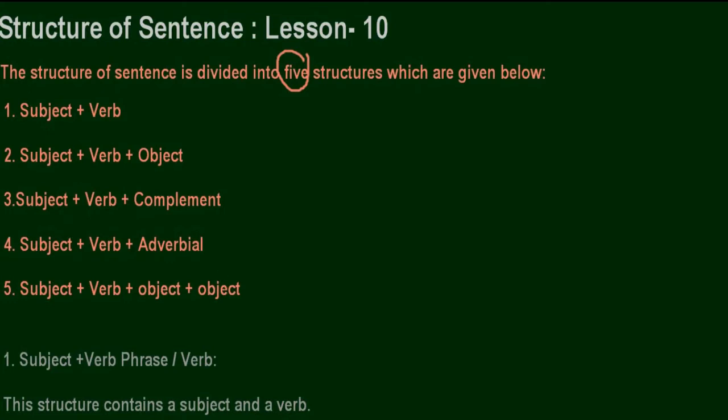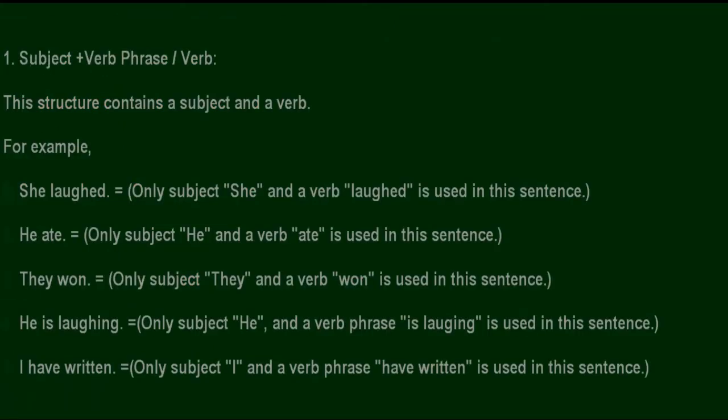Alright, so let's start with the first structure, which is subject and verb or verb phrase. We are familiar with the verb, but what is a verb phrase? A verb phrase will be made up of a helping verb and the main verb. Helping verb and the main verb will be called the verb phrase. So the structure contains subject and verb.